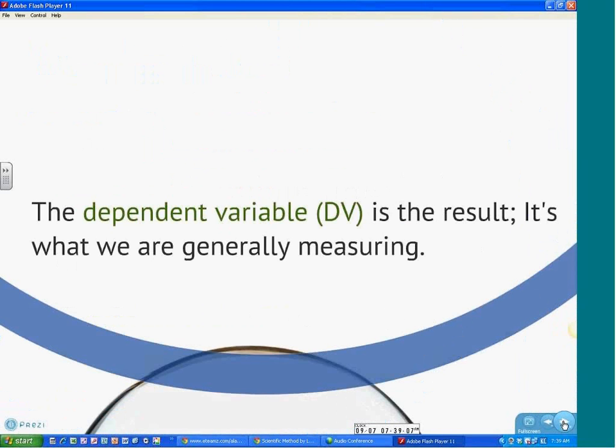Then the next type is a dependent variable. This is the variable that we're basically testing, so what our result is going to be. How tall does that plant actually get?